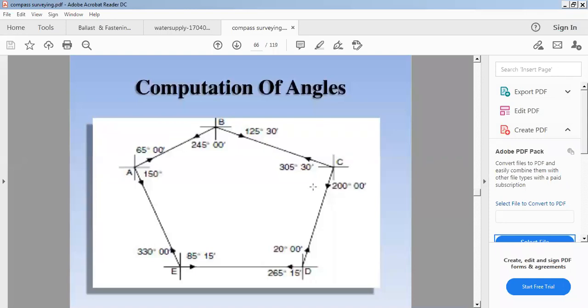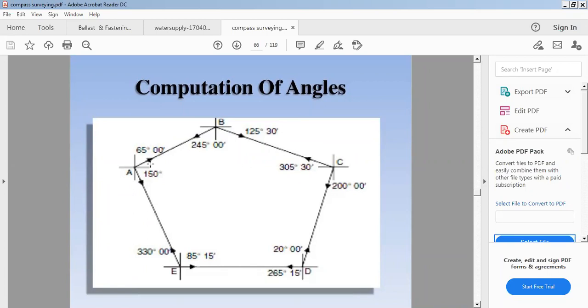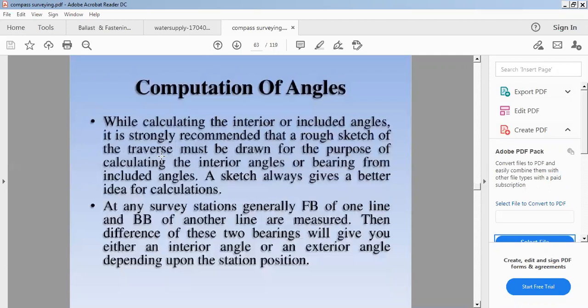Suppose we have the forebearing and back bearing of these points, then we can find the angles. If we have the bearing of line AB and AE, then we can find out the interior angle in between these two. So how will we calculate? Let's see.